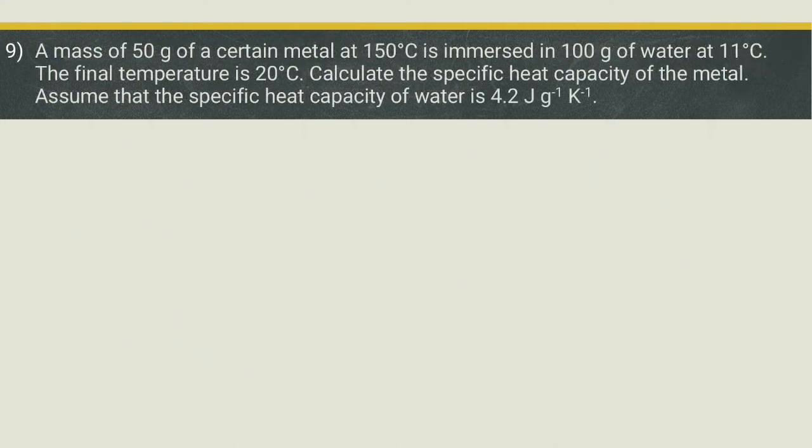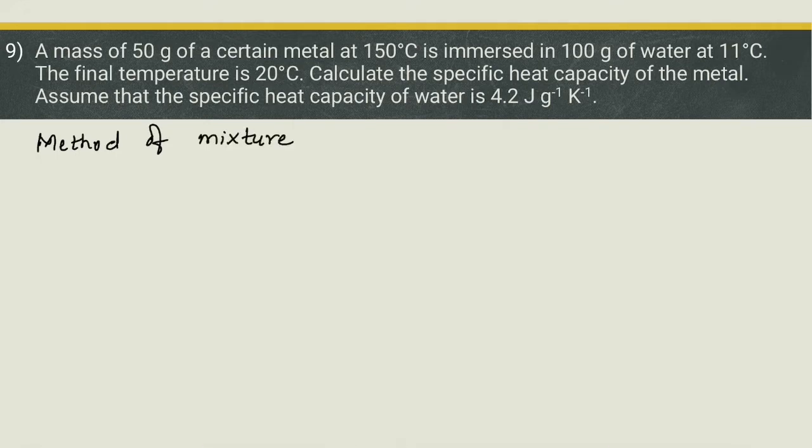Numerical number 9. A mass of 50 gram of certain metal at 150 degrees Celsius is immersed in 100 gram of water at 11 degrees Celsius. The final temperature of the mixture is 20. Alright, so this numerical is based on the principle of method of mixture.